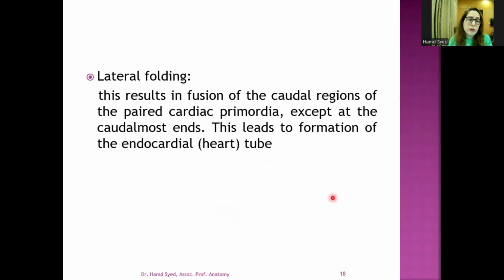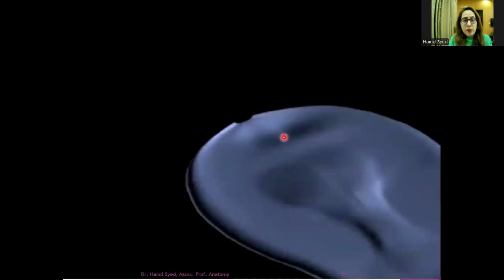Body wall folding in the fourth week of development also occurs in the transverse plane, known as lateral folding. This results in a fusion of the caudal regions of the paired cardiac primordia, except at the caudalmost ends. And this eventually leads to formation of the heart tube. The folding in the transverse plane is going to cause the paired cardiac primordia to fold. And here is a small video which shows us how this process occurs.